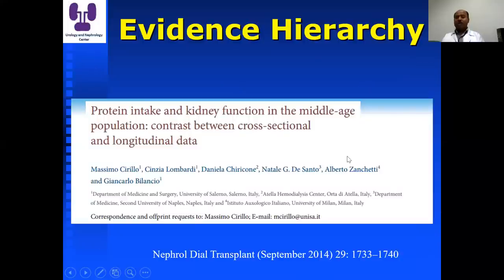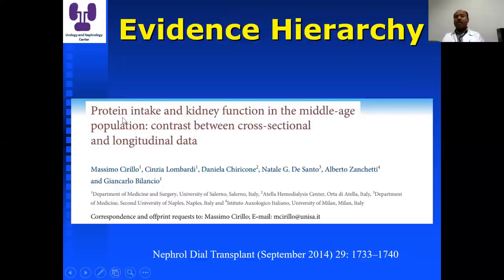This is an example showing contrast between a cross-sectional study and a longitudinal study. So in the cross-sectional study, they compared two groups. So we have two groups of patients, heavy consumers of meat and a bland diet. And then they assessed kidney function at one point. So there is no longitudinal follow-up. So I asked the persons about their diet habit, heavy meat and the bland diet, and then assessed kidney function.